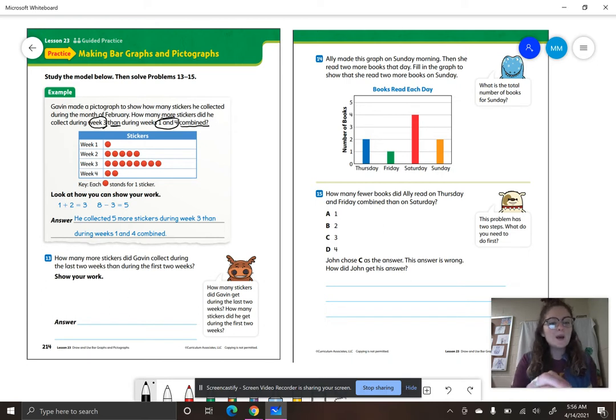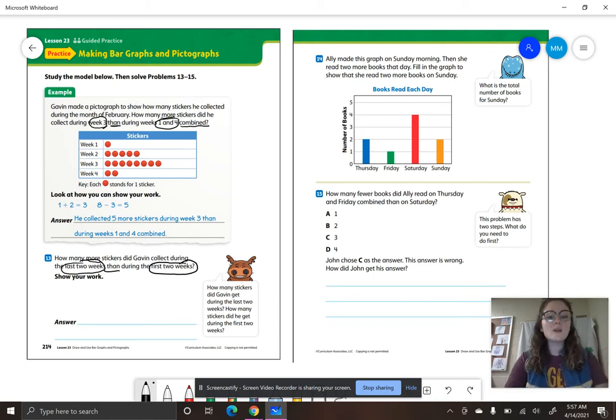It says, how many more stickers did Gavin collect during the last 2 weeks than during the first 2 weeks? Let's read that again. How many more stickers did Gavin collect during the last 2 weeks than during the first 2 weeks? So we have 4 weeks in total. We are going to combine weeks 1 and 2, and then we are going to combine weeks 3 and 4, and then compare those 2 parts.